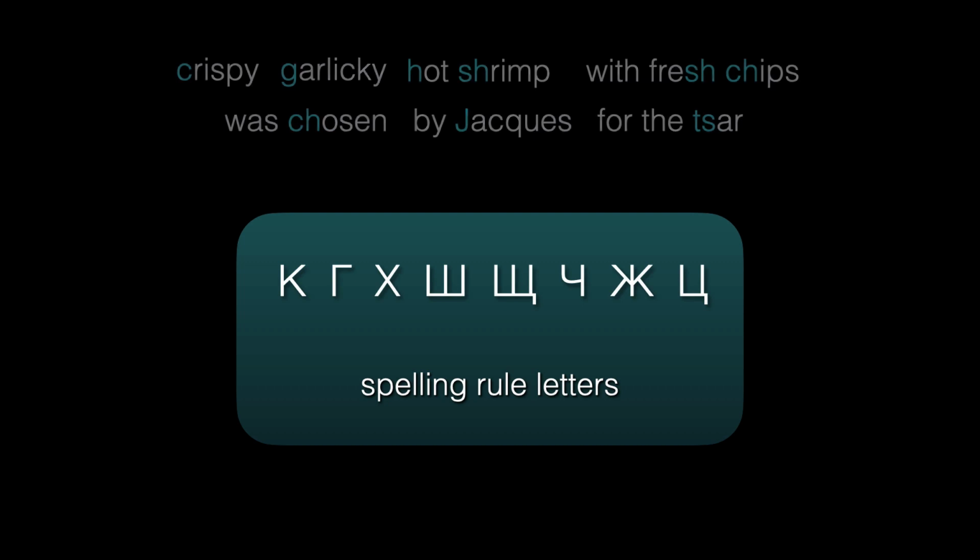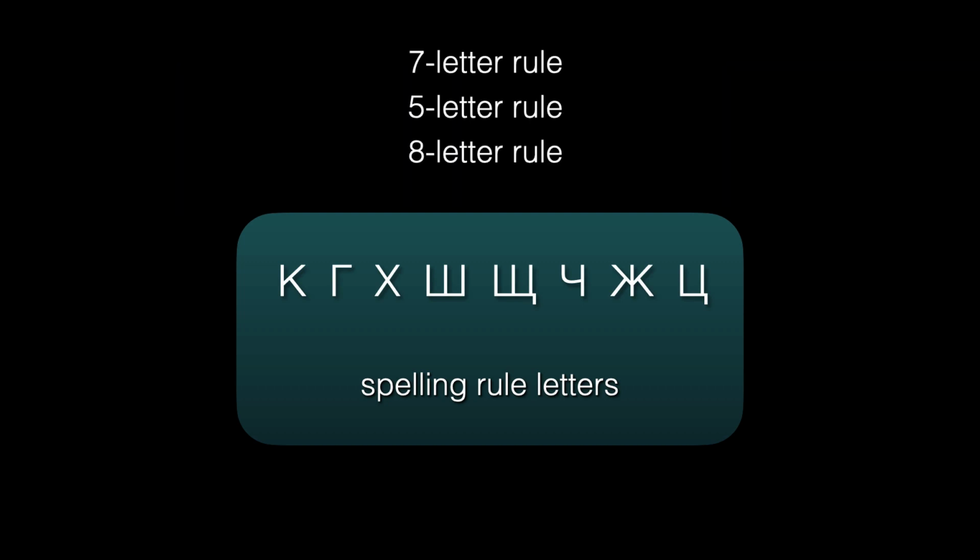There are 3 spelling rules you need to know. In American textbooks, they're often called the 7-letter rule, the 5-letter rule, and the 8-letter rule. We'll go into the details of each of these in other videos, but let's take a quick look at which letters are involved in each rule. The 7-letter rule involves the first 7 of these. The 5-letter rule involves the last 5 of these letters, and the 8-letter rule involves, sensibly enough, all 8 letters.